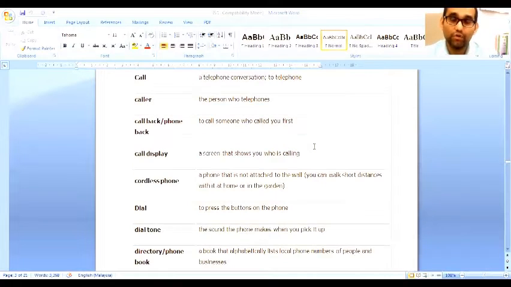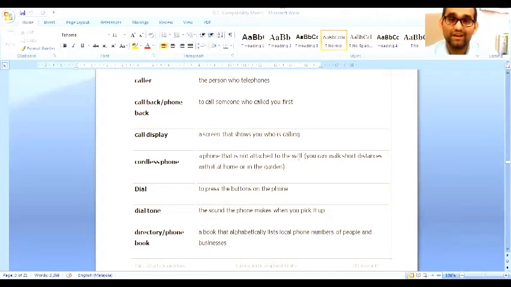Call back or phone back. That means to call someone who called you first. Call display: a screen that shows you who is calling. Cordless phone: a phone that is not attached to the wall. That means you can walk short distances, for example at home or in the garden.